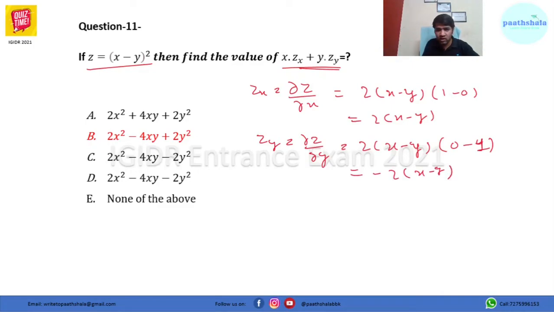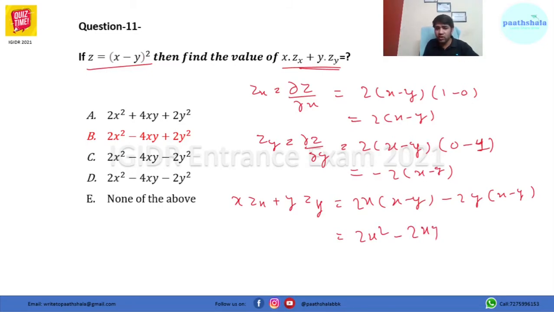Now we have to find the value of x zx plus y zy. So this will come out to be x times 2(x minus y) minus y times 2(x minus y). So we'll solve it further. It will come out to be 2x square minus 2xy and minus 2xy plus 2y square. Okay, so this will come out to be 2x square minus 4xy plus 2y square. So finally, option B is the right option.